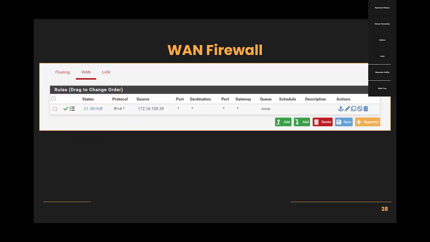All right. And this is an example of a WAN firewall on a pfSense. The pfSense is a router that we have for most of our labs, and it has a web server on it that you can access to help with your configurations. This is an example of a WAN firewall, and it looks like it's allowing all traffic with the source IP address of 172.16.109.39.